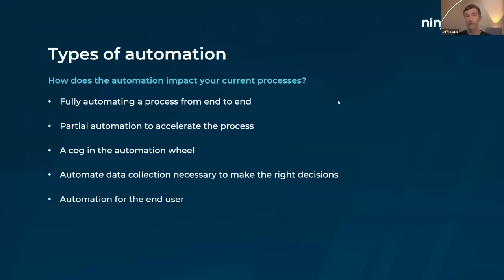So we are discussing automation on the NinjaOne platform, and I wanted to start by talking about the types of automation. Now, these aren't the types of automation that we have inside of NinjaOne. This is more of an abstracted, holistic view of automation and where it fits into a particular process. At the very top, we have fully automating a process from end to end, and this is the platonic ideal, right? This is what we wish we could do with everything.